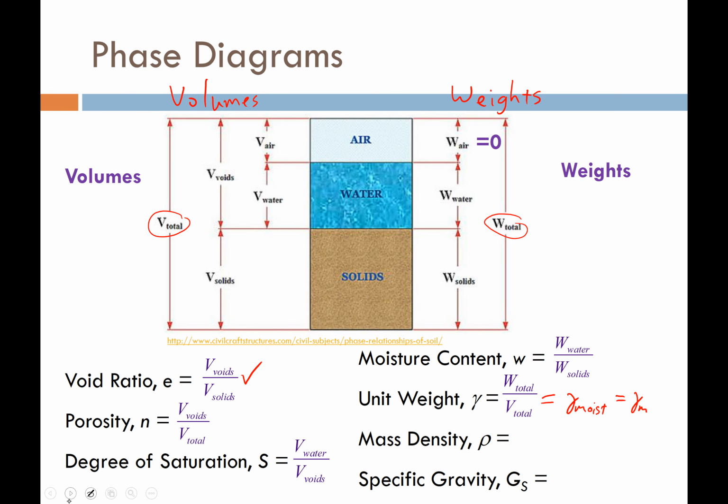Similar to a unit weight is a mass density. Instead of weight divided by a volume, this is just going to be the mass of the soil divided by its total volume. And then, like I mentioned before, the specific gravity. Specific gravity is a term that relates the mass of a material to the mass of water.